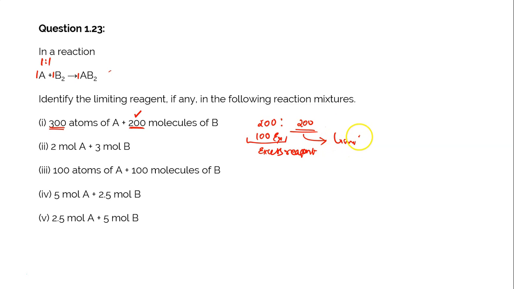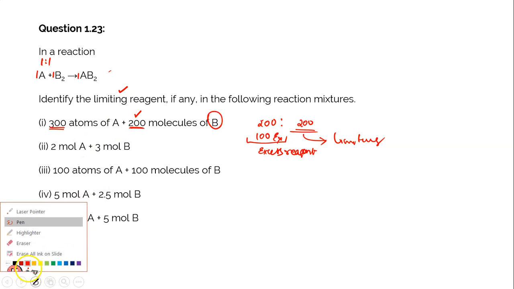You call the other reagent as limiting reagent. So to simplify this, during a chemical reaction, the reagent which gets consumed in the reaction first is called the limiting reagent. So here, in 300 atoms of A and 200 molecules of B, the B molecules are lesser, so they get consumed first. That's why you call it the limiting reagent. So you have to identify the limiting reagent in these cases. So here the limiting reagent is B.